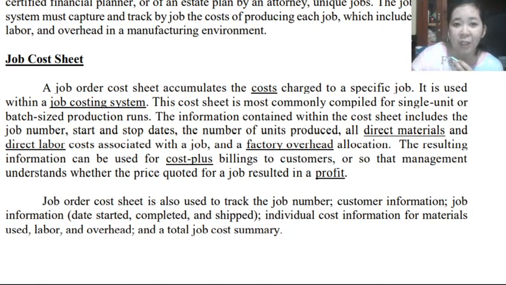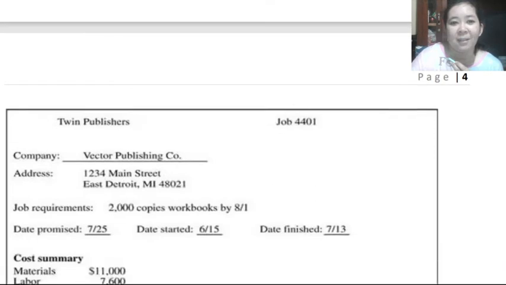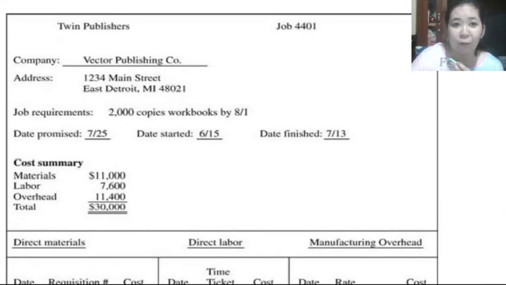A job cost sheet is also used to track the job number as well as the customer information. Job information includes the starting date of the work, the completion date, and when it was shipped, as well as the individual cost information for our manufacturing costs. It can also have the total job cost summary in it. So we have here an example of what our job cost sheet looks like.